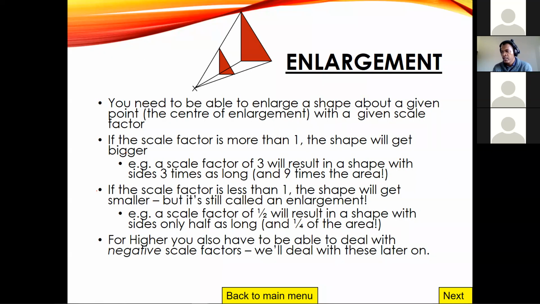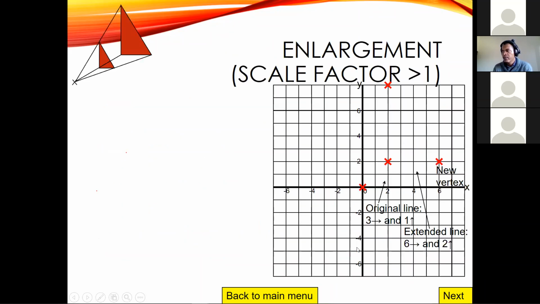We are talking about negative scale factors a little bit later on. We will not talk about that one now. So you will see an example of what we are talking about in terms of a scale factor here.